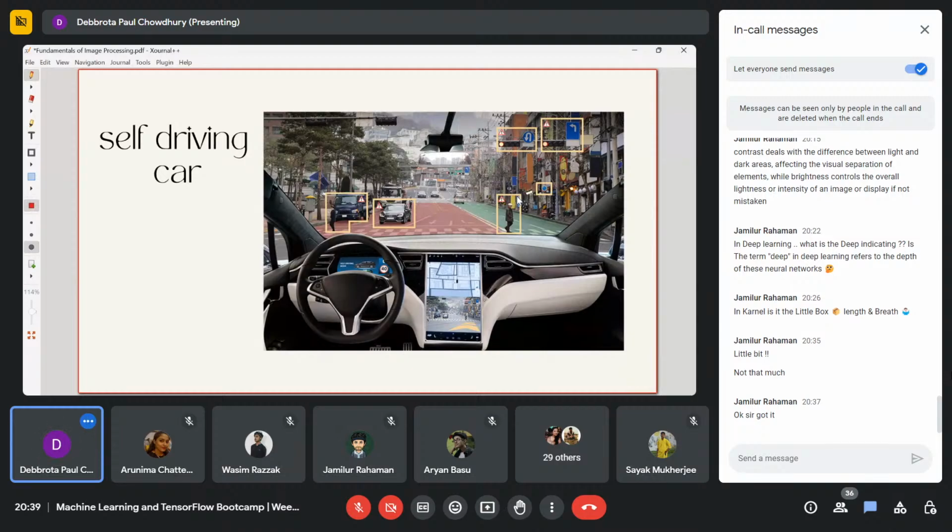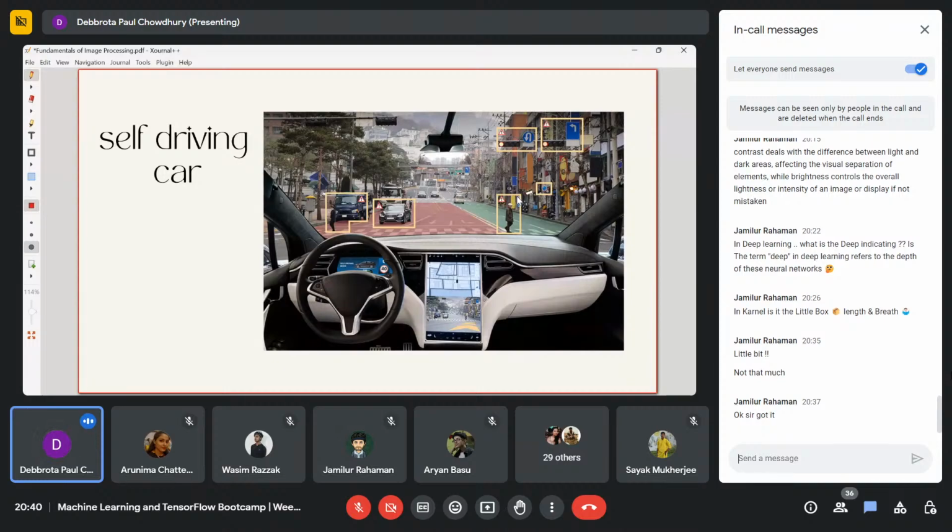Whatever images we see, the computer sees differently, right? They see them as zeros and ones. Now if everything is zeros and ones, how will they differentiate which one is person, which one is signal, which one is tree? So there also they are using image processing.